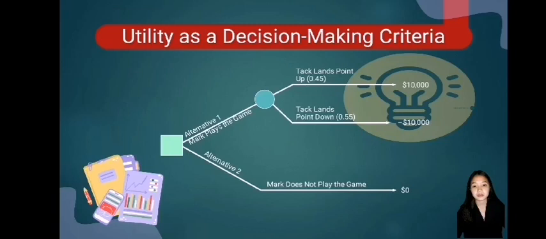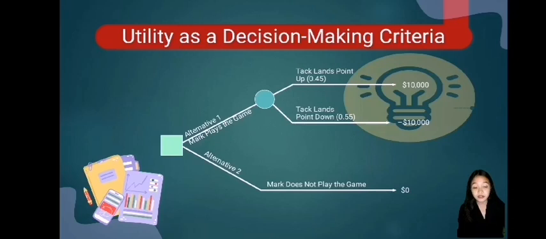Let's say, for example, Mark Simkin loves to play gamble, and he decided to play a game that involves tossing thumbtacks in the air. If the point of the thumbtack is facing up after it lands, Mark wins $10,000. But if the point of the thumbtack is down, Mark loses $10,000. So, should Mark play the game or should he not play the game?